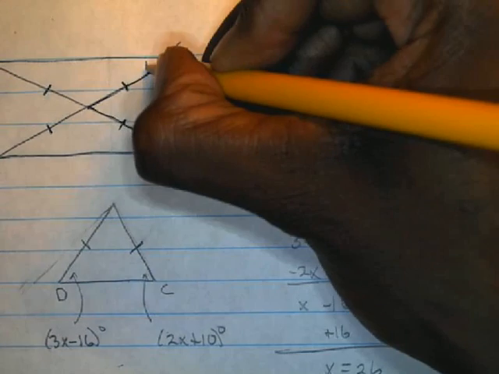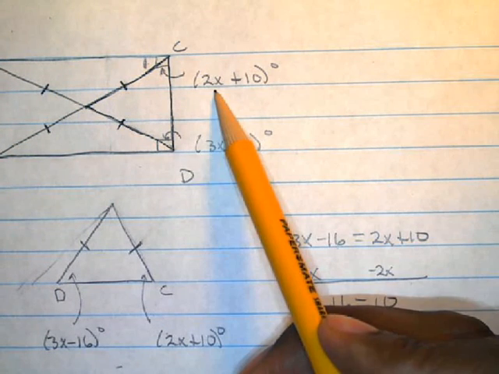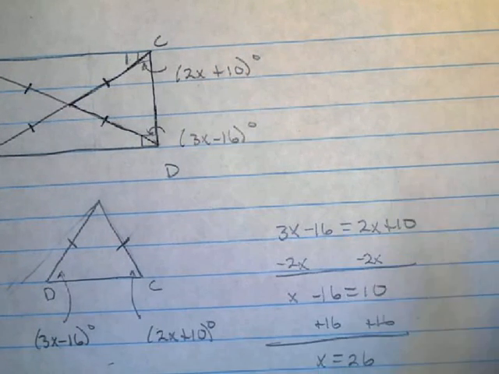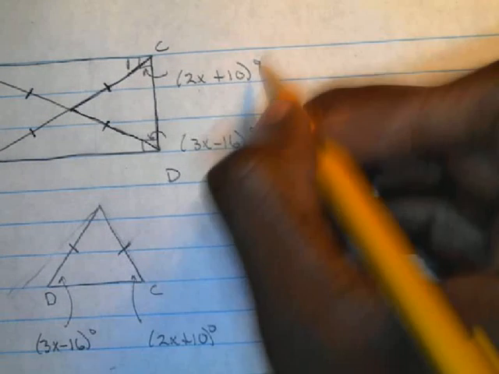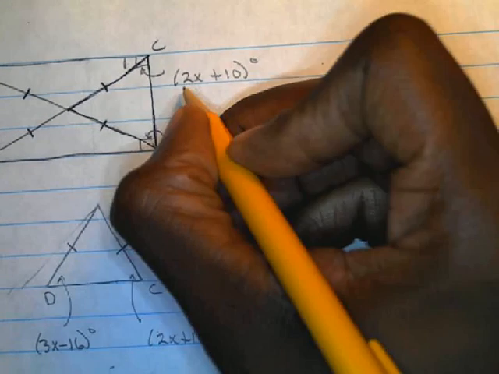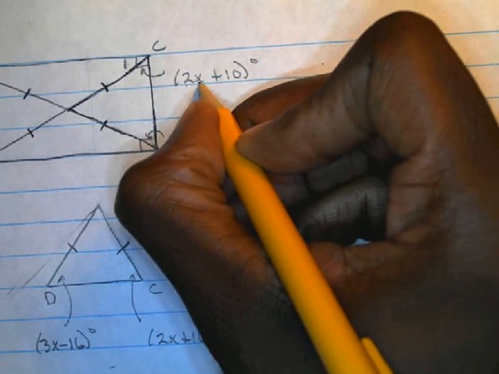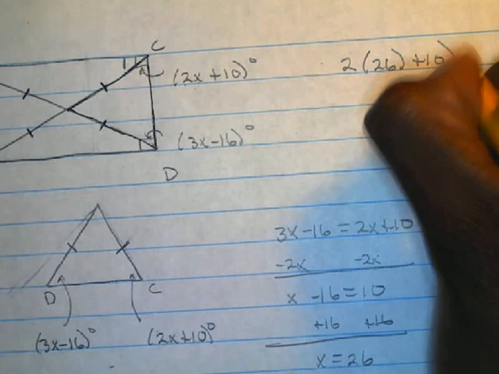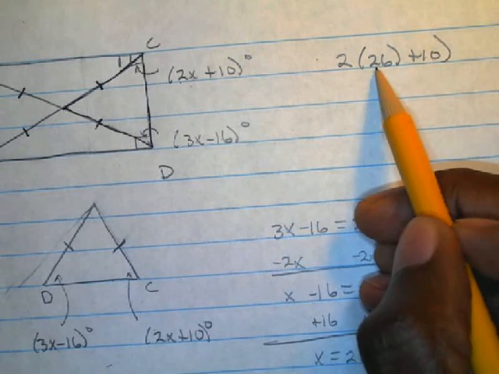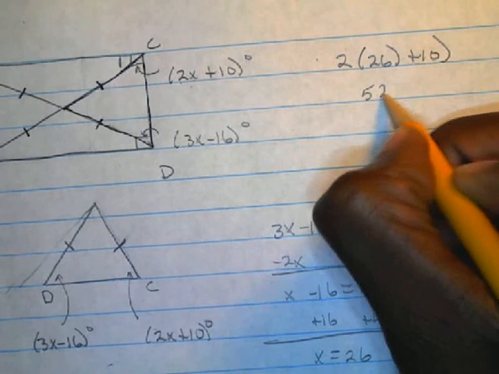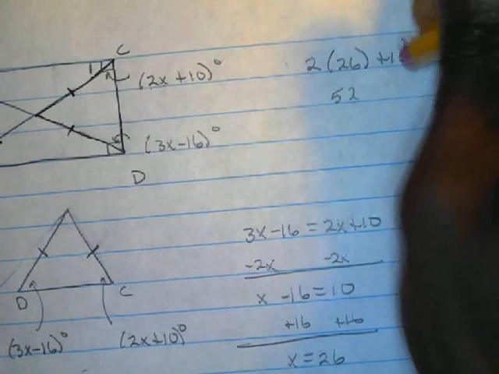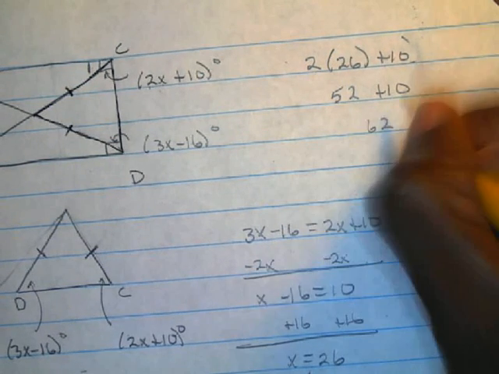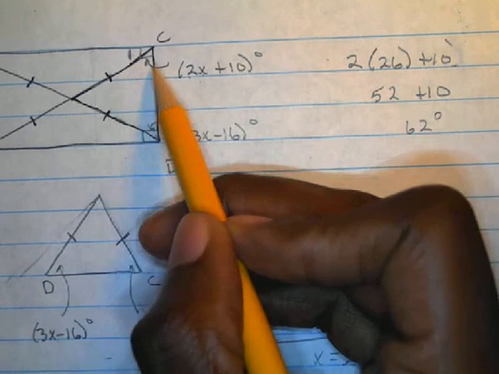Am I done? No, I am not finished. My goal was to solve for the measure of angle 1, but now that I've got this, I can go about solving. If x is 26, that means this angle is equal to 2 times 26 plus 10. 2 times 26 is 52. 52 plus 10 is equal to 62 degrees.